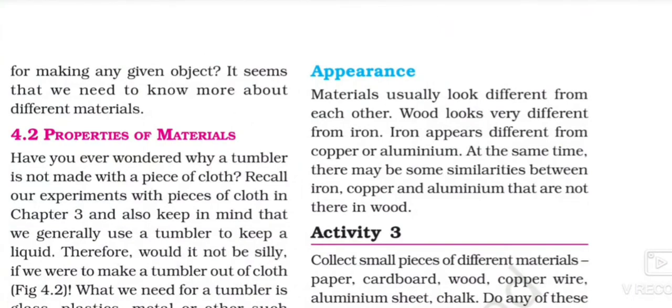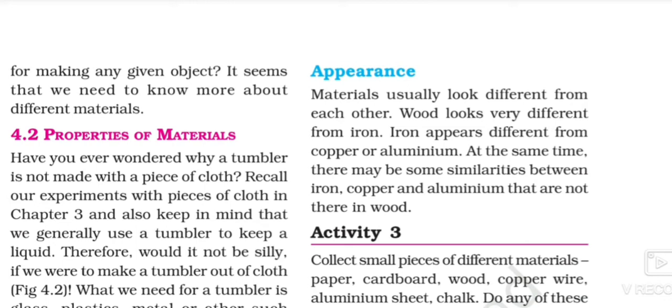The first property of materials is appearance. Materials usually look different from each other. Wood looks very different from iron. Iron appears different from copper or aluminum. At the same time, there may be some similarities between iron, copper and aluminum that are not there in wood. You can see that iron, copper and aluminum are metals and wood is not a metal, but the appearance of the two is different. Metals are shiny, whereas wood is not shiny. So by the property of appearance, you can classify some of the objects into shiny and dull.